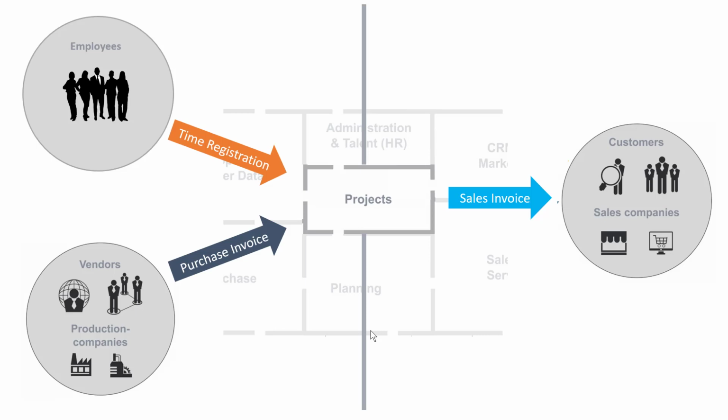So basically, we want to register some usage, for example, resources who are doing a time registration, and some cost from a purchase invoice perhaps. They go into our project module, and from there we want to create a sales invoice to our customers. So from a planning line perspective, we have budget, which maybe or maybe not will be the same as our billable side, going to the customer.